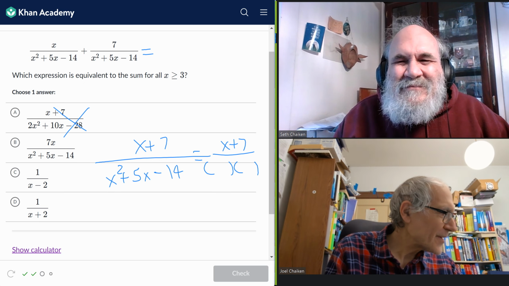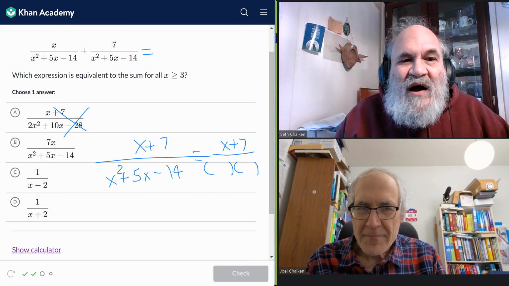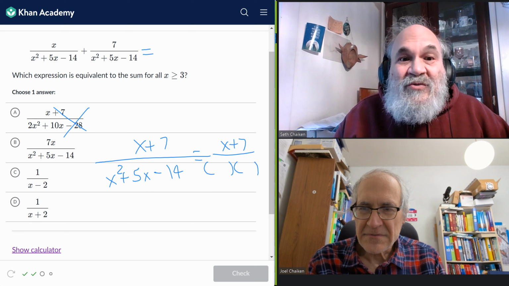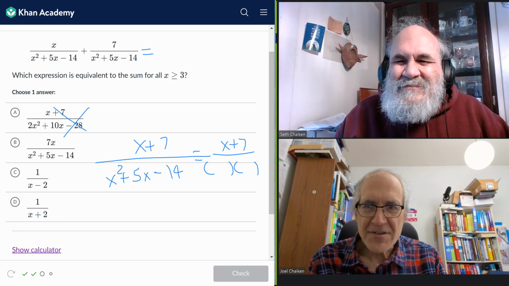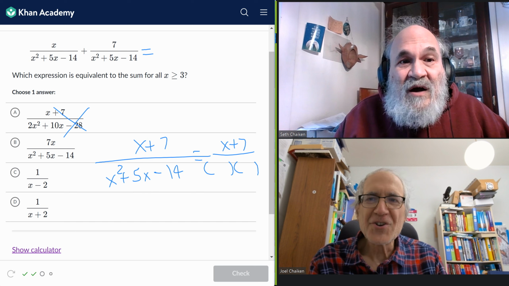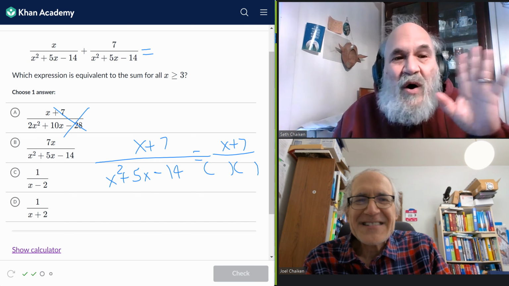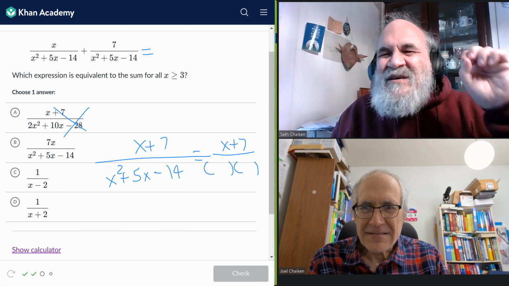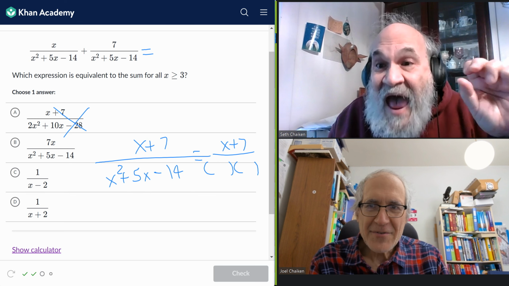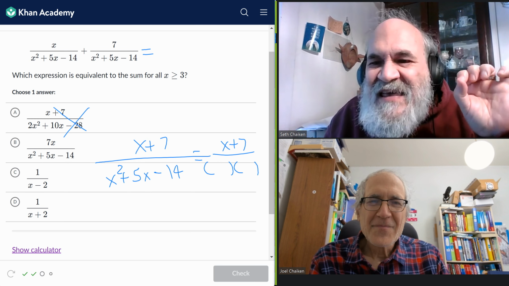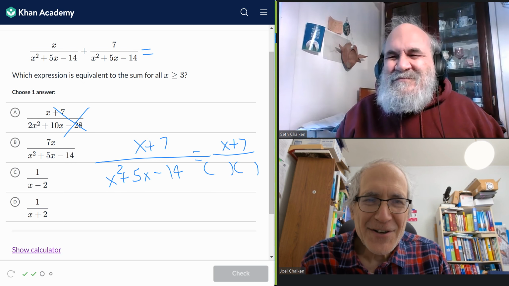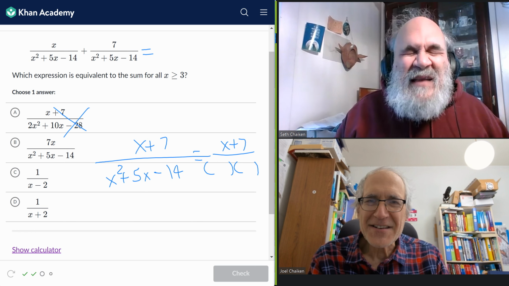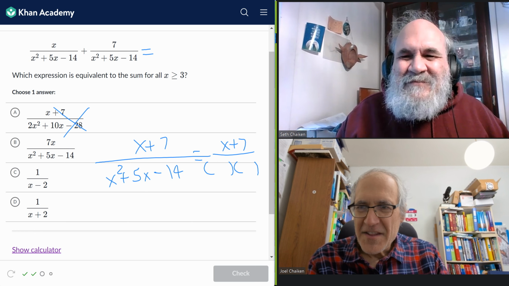Why is expression A not equal to the blue expression that you wrote? Because the denominators aren't the same, and the numerators are not identical. When I say they, I mean all of them. They are not identical. Okay, so we eliminated A. Now what about B? They're also not the same.